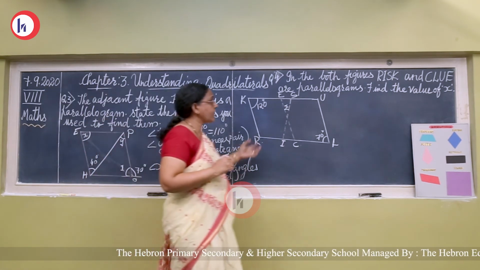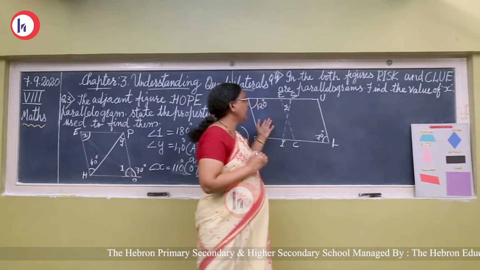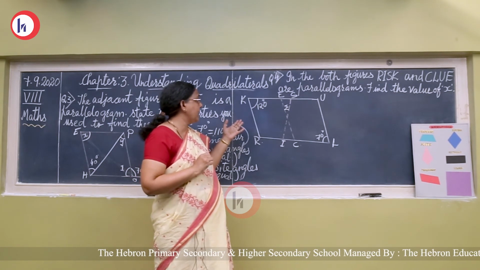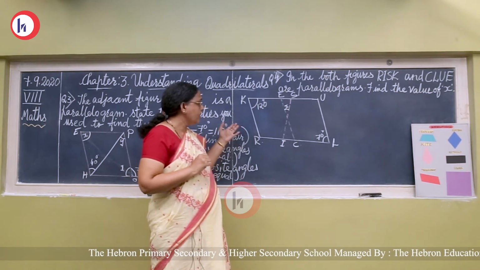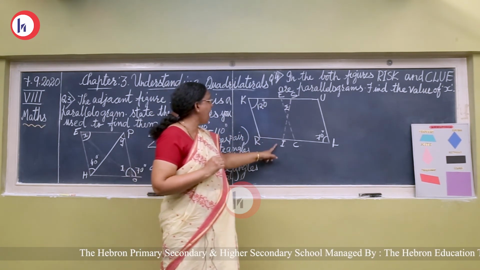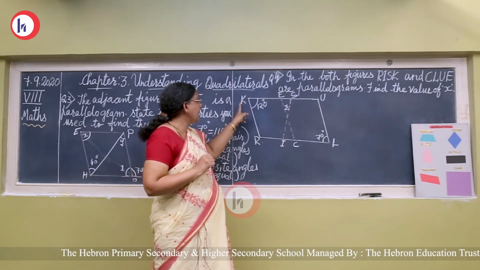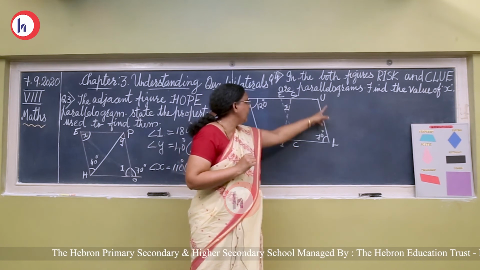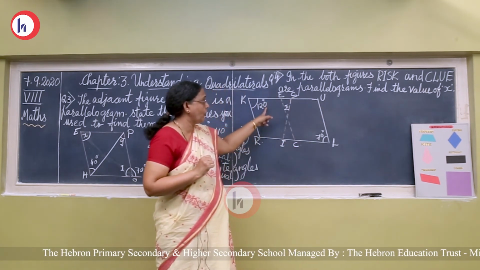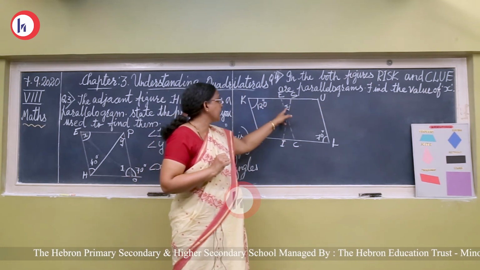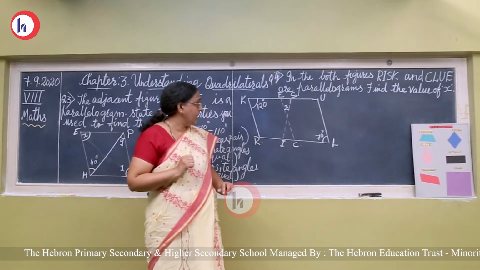Now let us see the second sum. The question is that in both the figures, RISK is a parallelogram, and CLUE is also a parallelogram. Find the value of x. Only we have to find out the value of x.